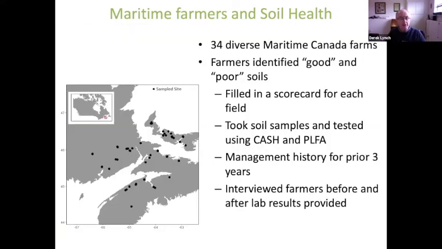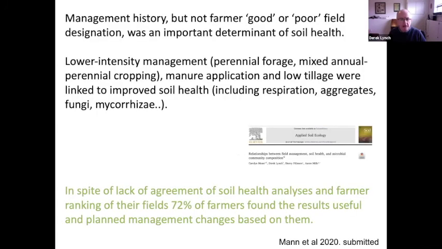The last study I want to flag is the assessment we did, this is Carolyn Mann's master's, looking at farmer attitude towards soil health and their understanding of soil health and their receptivity to a new test on soil health. In this study, it was very, very different farms: conventional, organic, vegetable, livestock, etc. The takeaway: we found again lower intensity history, more soil health, more mycorrhizae, more fungi. We looked at a microbial assessment as well. But it's the note in green I want to flag: in spite of a lack of agreement of soil health with their own ranking of their fields, their first initial ranking, most of the farmers found the soil health test results useful and were planning changes.